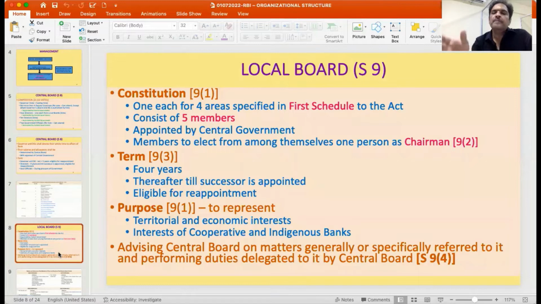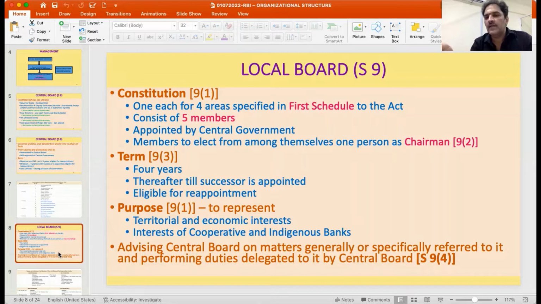Then local boards, we have a decentralized approach because India is a very big country. The Act contemplated that we will have local boards constituted for four areas specified in the first schedule. So basically the northern, southern, eastern, and western, with their centers located at Delhi, Bombay, Calcutta, and Chennai. Each local board can have a maximum of 5 members, and these members are appointed by the central government. And from these, they will elect one to be the chairman.